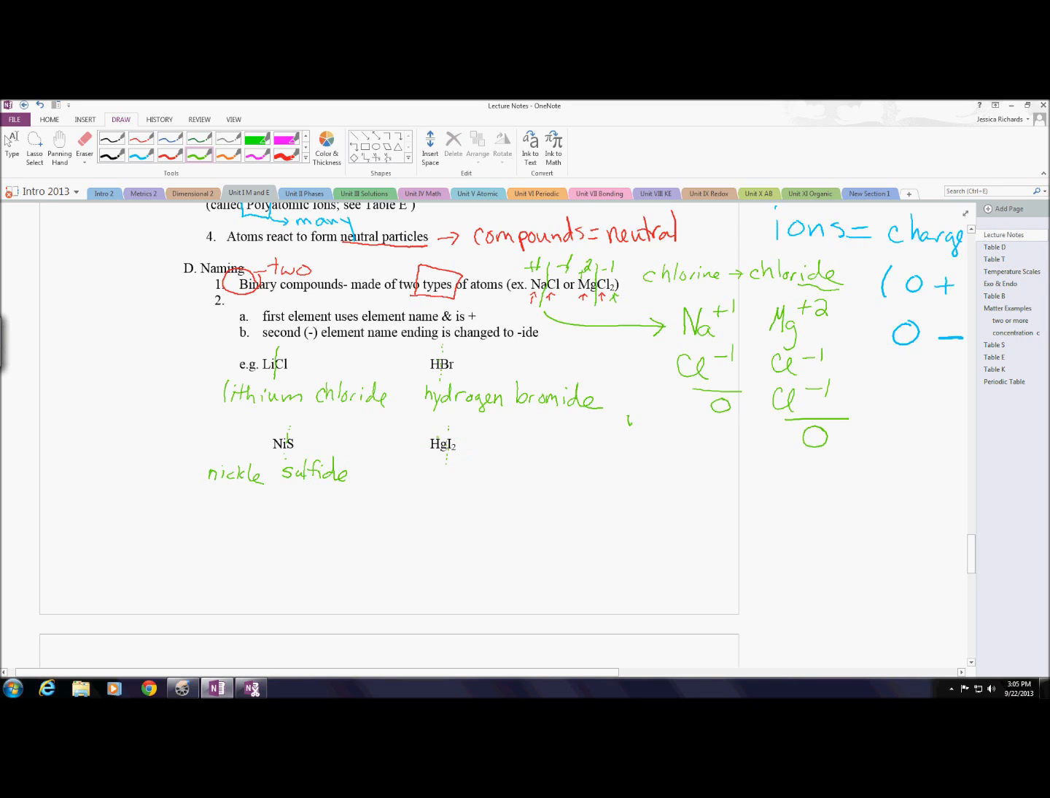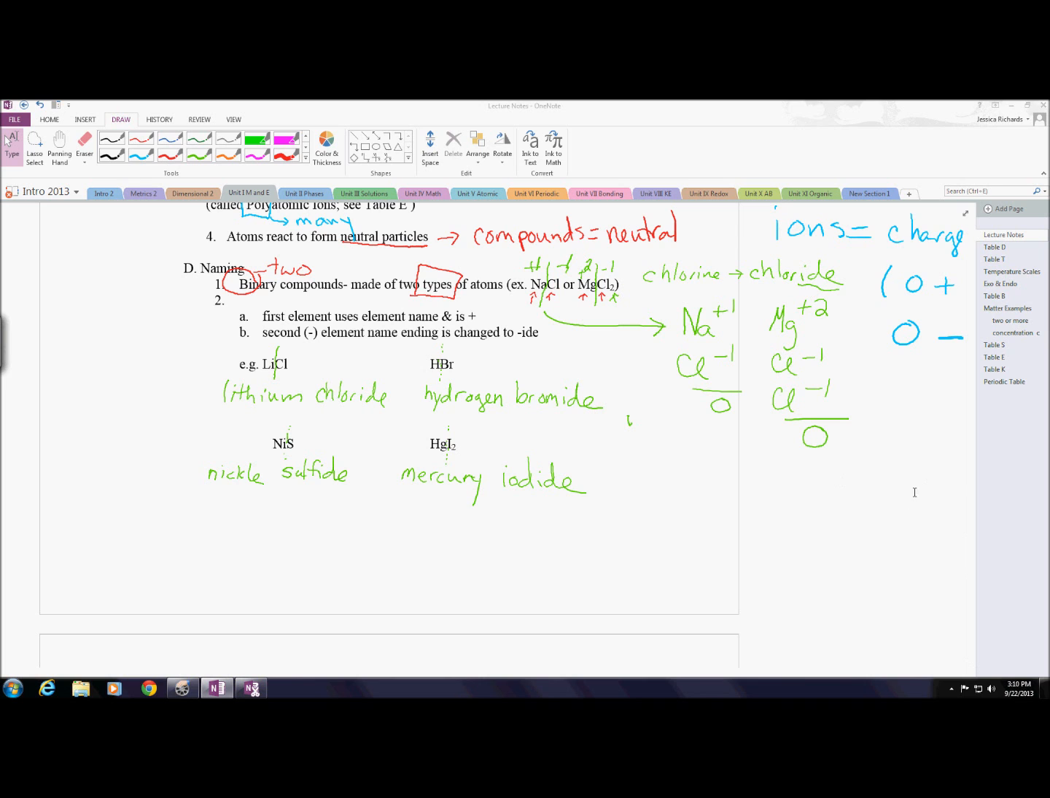Okay, last one. We have Hg and I. Hg is the first one. You're going to look that up on table S. It's mercury. So you just use the term mercury. And then I is iodine. So that will become iodide. And I have mercury iodide.